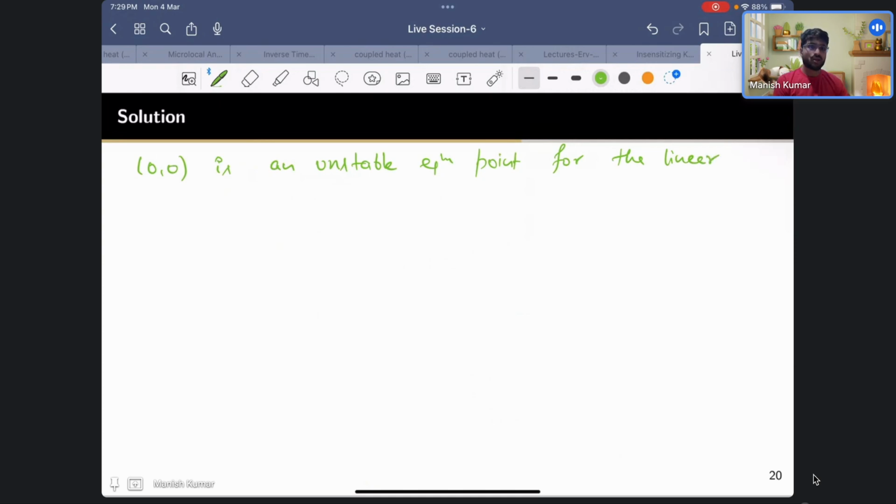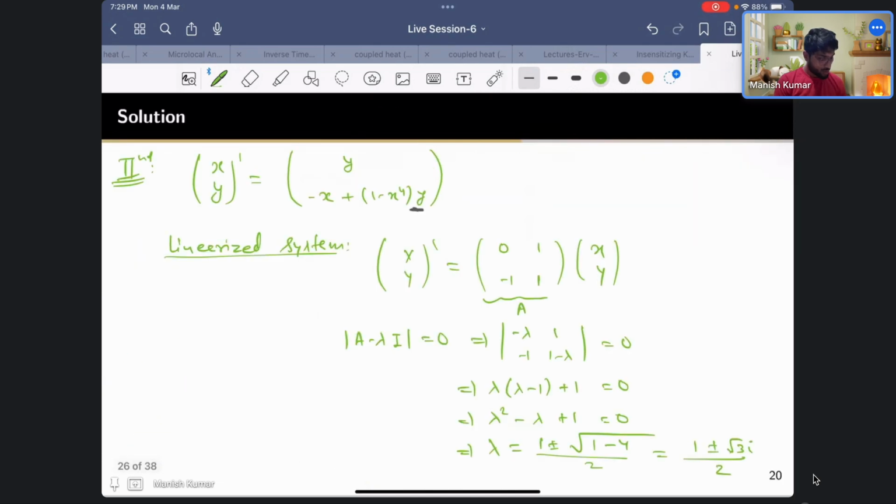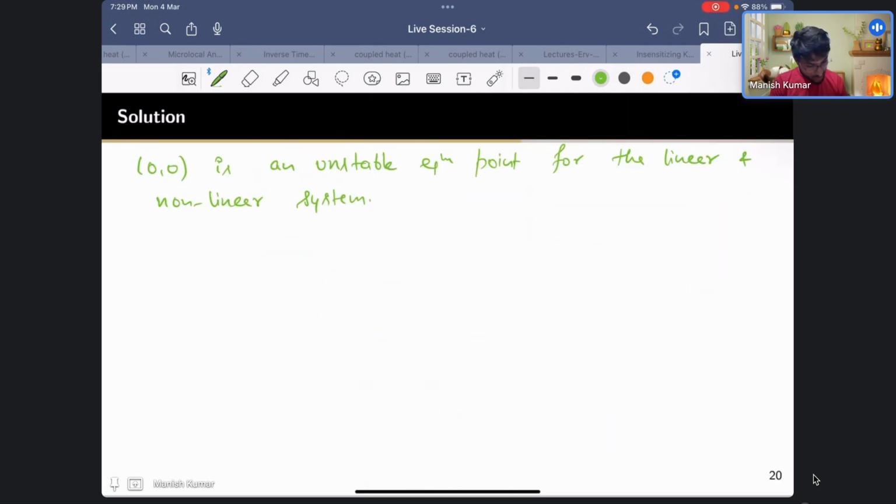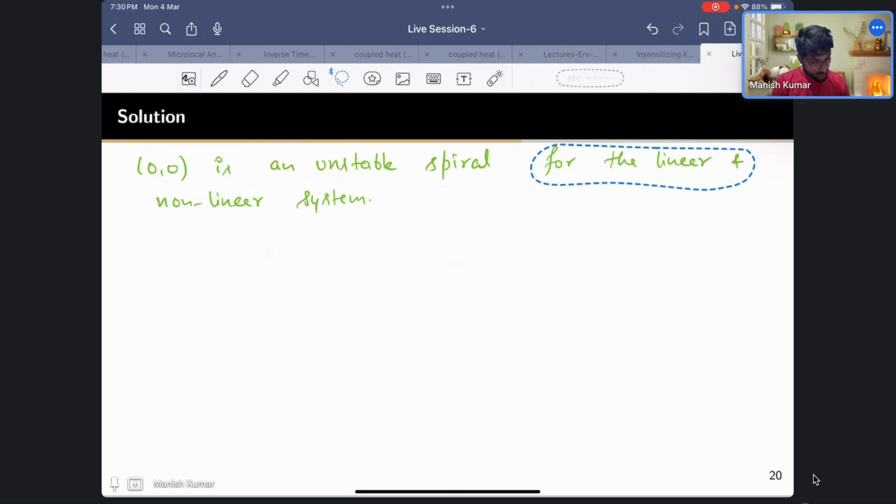Now in this case we can conclude for the non-linear system as well. So for the linear and non-linear system, right? In fact it is a spiral, from here. So maybe let me mention that also: unstable spiral for the linear and non-linear system, right?